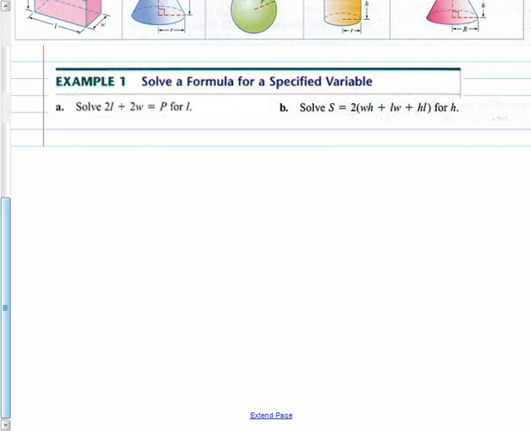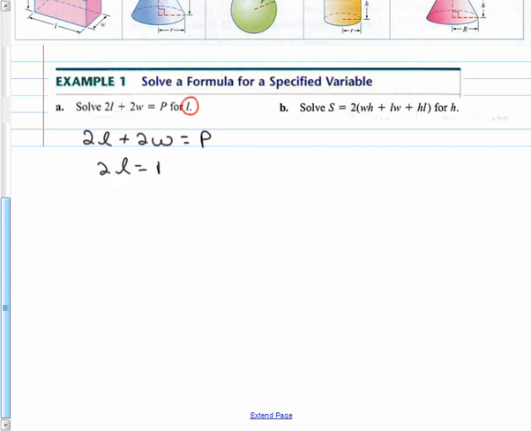So here they happen to give us the perimeter formula for a rectangle, and they say solve this for L. So we're just wanting to practice isolating L. What would I get rid of first? I want to get rid of this term. If I'm trying to solve for L, I want to get rid of any other terms that are being added or subtracted. So I'm going to subtract 2W.